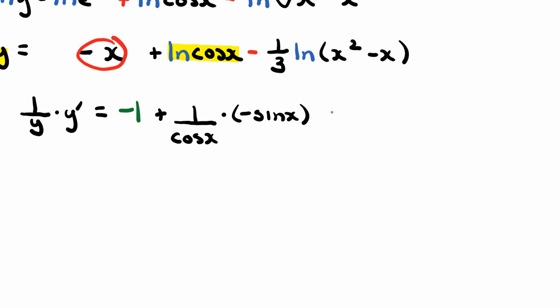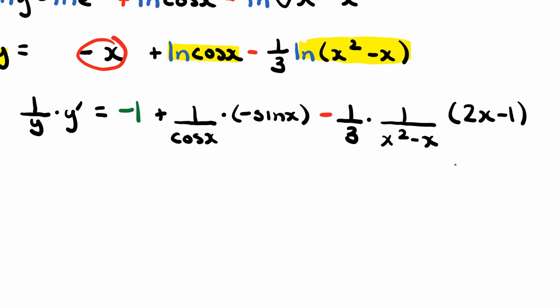Okay, and then we have a minus sign here, and then we have the 1/3 times the derivative of ln of x squared minus x, which will be 1 over x squared minus x times 2x minus 1. So that is the chain rule right there. Okay, so there's a lot going on here, so let's do our best to clean this up now.